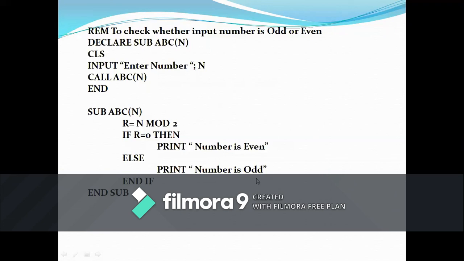and it will print number is odd. And in the same program, suppose if you supply 4, 4 will be transported to this variable n of subprocedure by call statement. So the value of n is 4. 4 divided by 2, value of r is 0. Suppose value of r is 0, then condition becomes true. So if condition is true, it will go to the first statement here, and it will print number is even, and it will go out of end if and end sub.